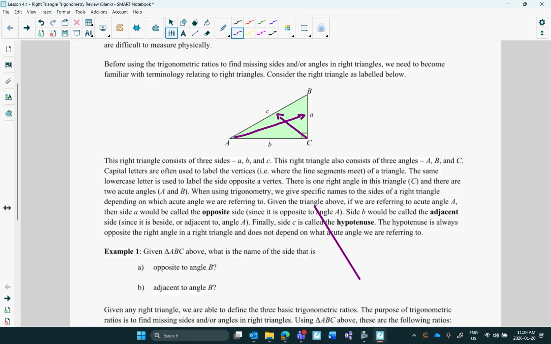So what side is opposite angle B? Little b. Or I could call it capital AC. And adjacent to angle B? Little a, because we know c is the hypotenuse. So little a or BC.